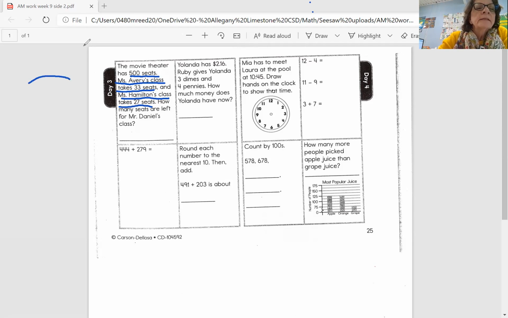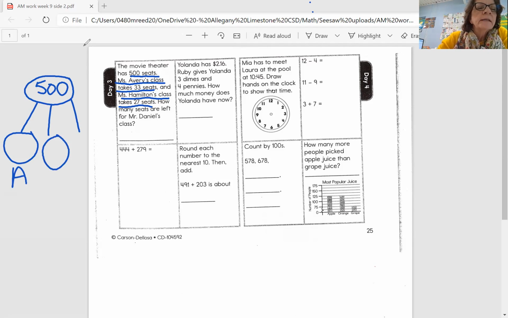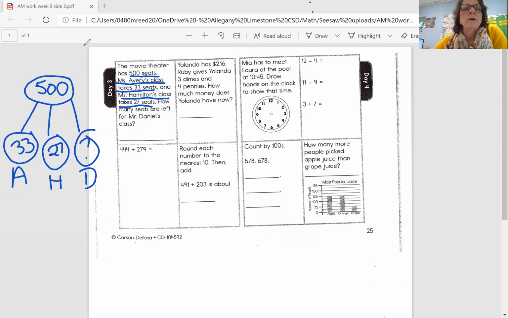And when I think of this, I think of part, whole. So 500 is the total seats in the theater. The first part will represent Miss Avery's class, the next part will represent Miss Hamilton's class, and the last part will represent Mr. Daniel's class. Now I can put my other knowns in there. Miss Avery's class takes 33 seats, Miss Hamilton's class takes 27 seats, and then this is my unknown.